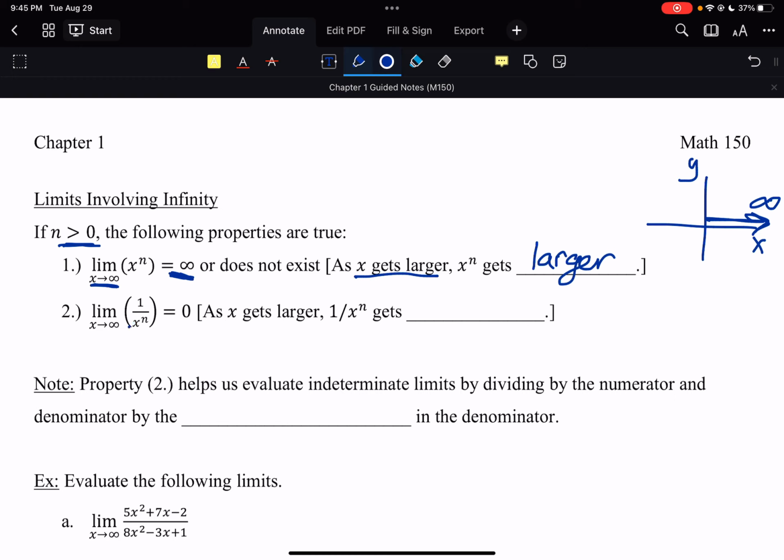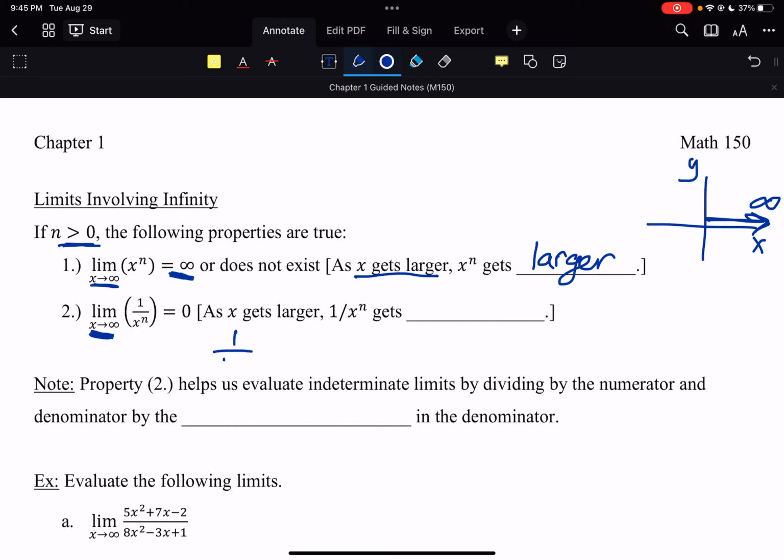If we have the inverse of this, 1 over x to the n, so we have something in the bottom of a fraction, then as x approaches infinity, this denominator is going to get bigger and bigger and bigger. The problem is, because it's in the denominator of a fraction, the entire value is getting smaller and smaller and smaller. This is the inverse relationship that fractions have. So as the denominator gets really, really big, the whole thing gets really, really small.